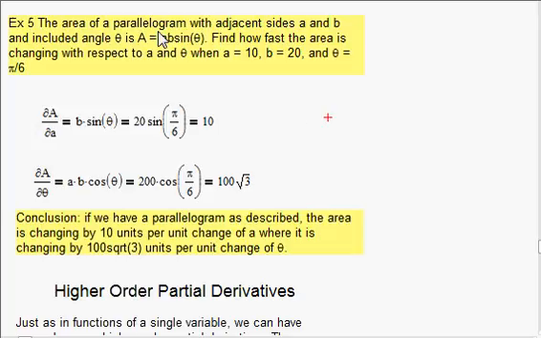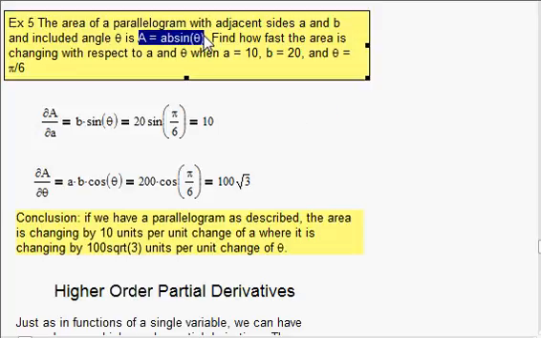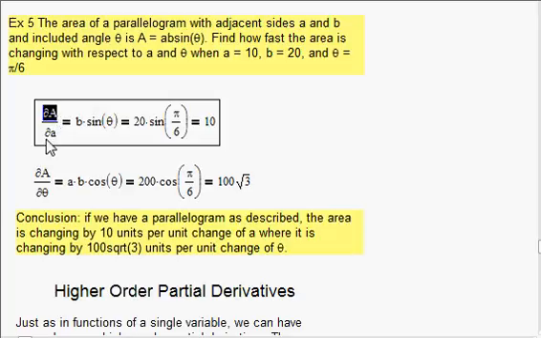And so we start by taking this function of three variables, really: a, b, and sine of theta. We would say, well, the partial derivative of the area with respect to a is b times sine of theta, because b and sine of theta are considered constants. And so then we fill in b equals 20 and theta equals pi over 6, so we get 20 times sine of pi over 6, which is 20 times a half, which is 10.